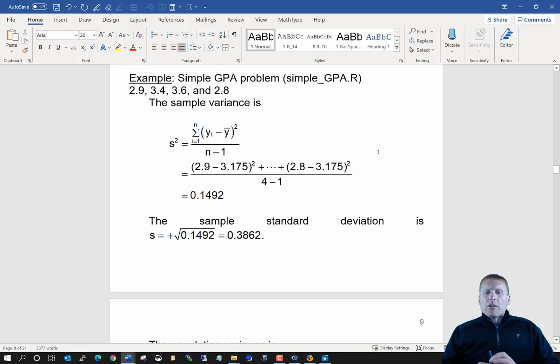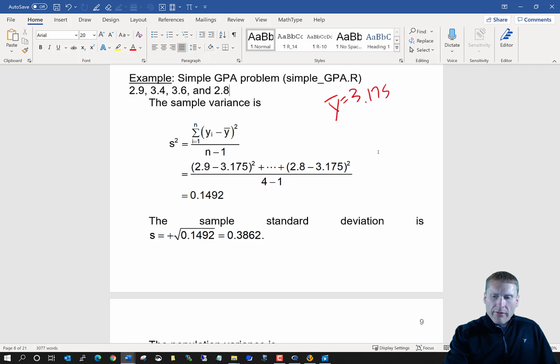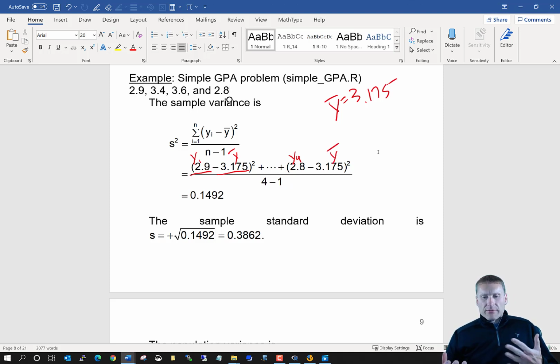Okay, so what we need to do is, we know the mean already is 3.175. So we simply take the first sample value, subtract off the mean, so this is y1 minus y bar, and square it. We do that for all the sample values. Our last one is y4. We take the sample value, subtract from the mean, square it, add them up, divide by 4 minus 1 or 3, and we get 0.1492 as the sample variance.